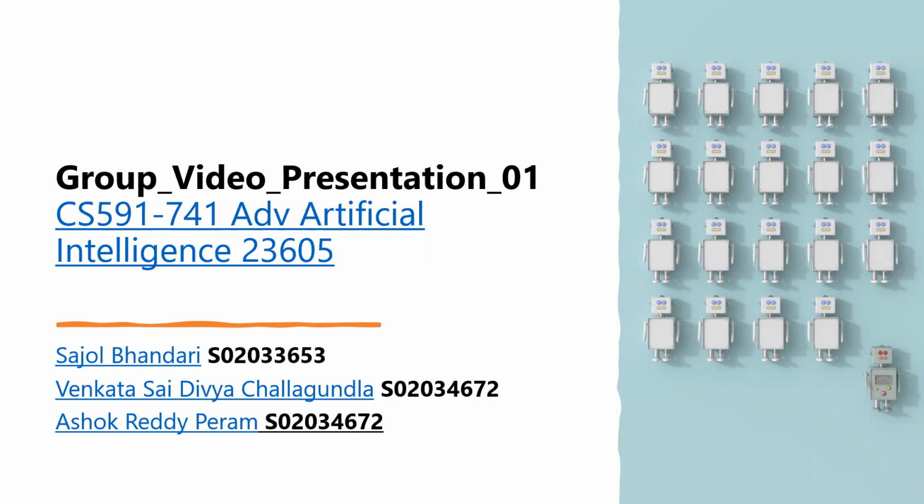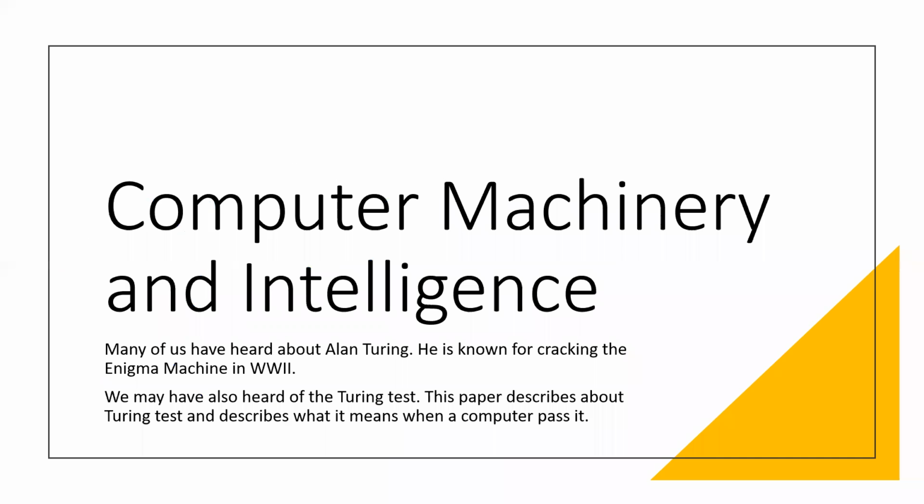And I will start this presentation by describing the paper, Computing Machinery and Intelligence. I would like to describe it through Alan Turing, as many of us have heard about him. He is known for cracking the Enigma machine in World War II. We may also have heard about the Turing test. This paper describes the Turing test and what it means when a computer passes it.